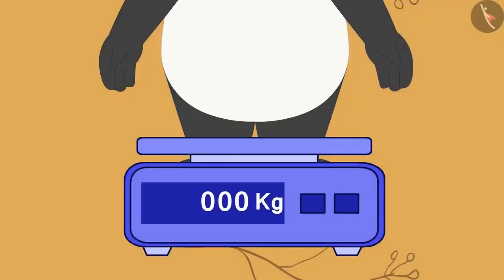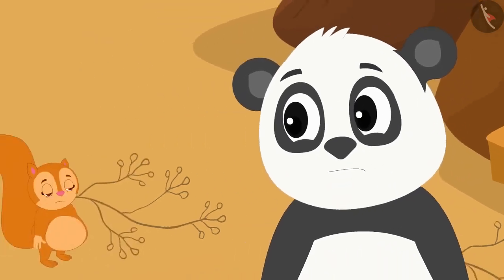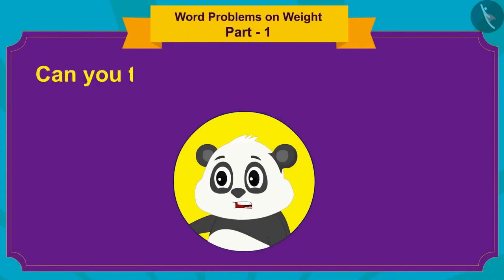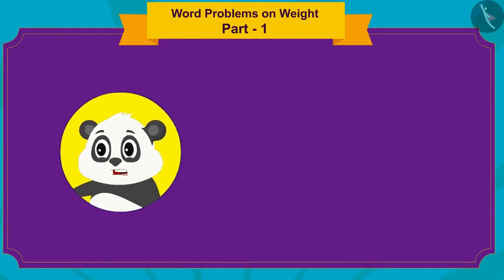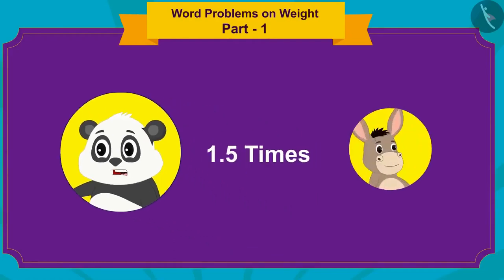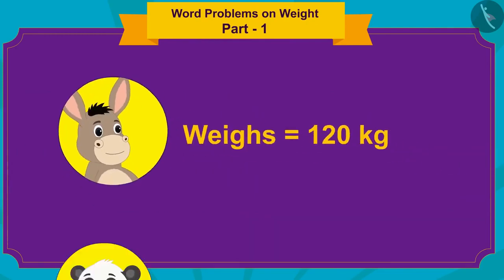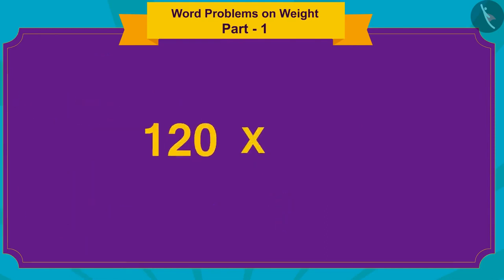Let me take my weight now. Golu said and stood on the weighing scale. My weight is 1.5 times your weight. Golu said to Bhola. Children, can you tell how much does Golu weigh? Golu's weight is 1.5 times Bhola's weight. And Bhola weighs 120 kilograms. So, to find Golu's weight, we have to multiply Bhola's weight by 3 by 2 or 1.5.